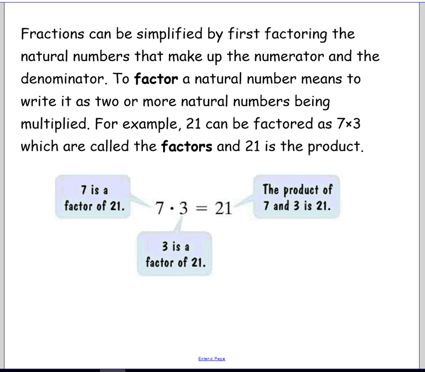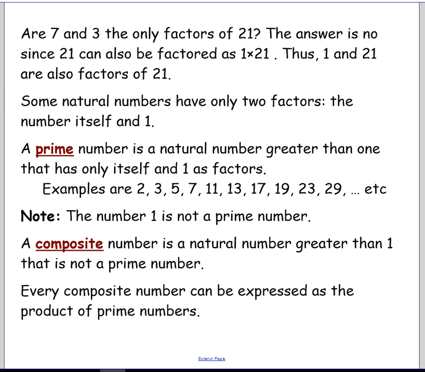So looking at factors or breaking a number down into smaller parts that multiply to get the answer will help us with simplifying some fractions. Are 7 and 3 the only factors of 21? The answer is no, since 21 can also be factored as 1 times 21. Thus, 1 and 21 are also factors of 21.